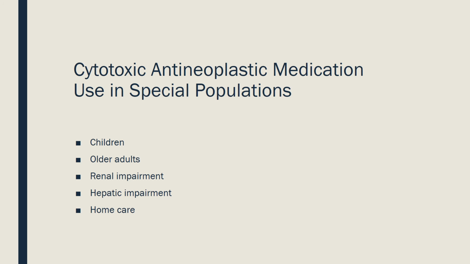Of course, with our older adults, we know that they have more comorbidities, or more medical diagnoses, so it's typically harder on them to go through the chemotherapy. For the renal impaired and hepatic impaired, each of those chemotherapy agents is specific to what it can cause or what adverse effects it may cause. So be sure to read about that.